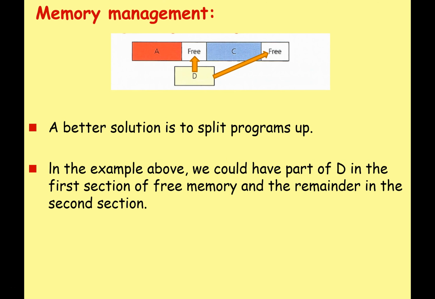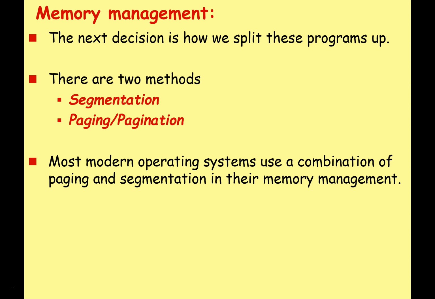A better solution is to split programs up. So in the example above, we could have part of D in this free bit of space and part of D in this free bit of space. Now this is how we actually do it, but the big decision is how do we split these programs up into different sections? The two methods that we need to know about are segmentation and paging, sometimes called pagination. I'll usually just refer to it as paging though.